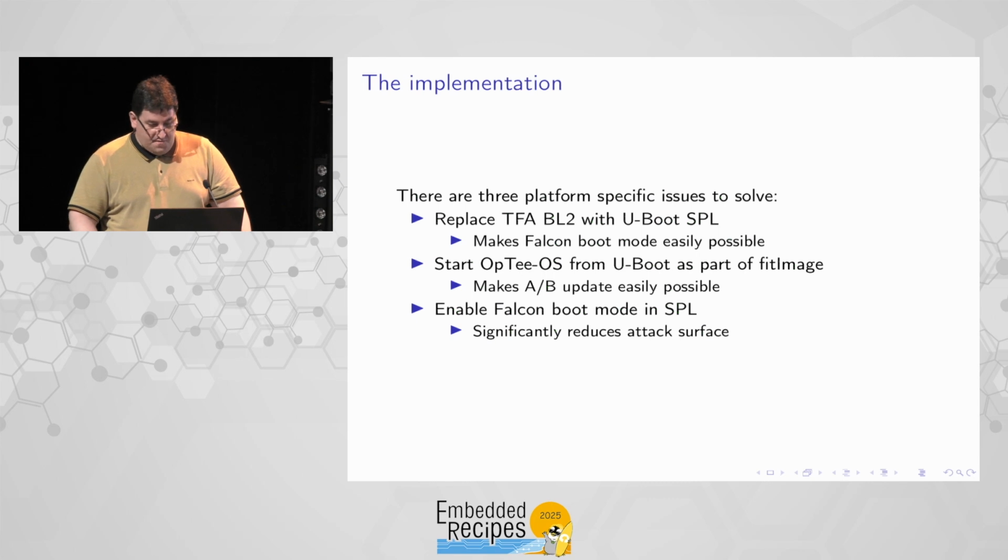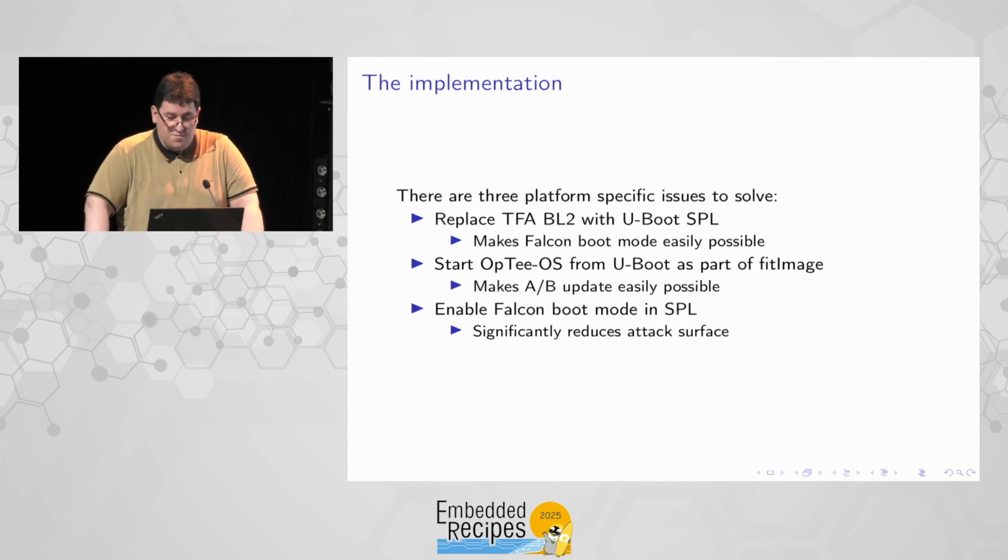Now, the implementation of the first part is really quite simplistic. I replaced TF-A BL2 with U-boot SPL. This automatically gives me the ability to also use the Falcon mode afterward. The second thing I had to do was teach U-boot to start OP-TEE OS properly on ARMv7-A. This gives me the ability to do A/B updates because once I can reach U-boot, U-boot has a built-in ability to do fallback boot. It's fully scriptable, so I can select whichever image I want to boot. And then at the end, I enable the Falcon boot mode. I'll show you how to do this as well.